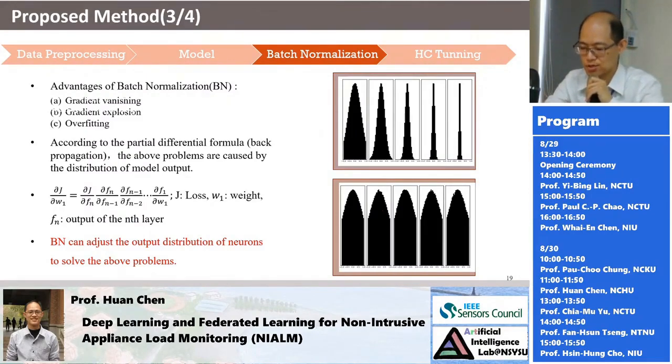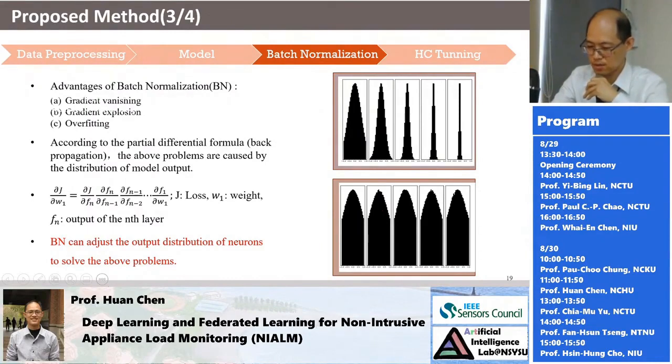The advantage of applying batch normalization is that you can solve the gradient vanishing or gradient explosion problems, and you can also deal with the overfitting problem. So you must apply this in your training. Why do we have the gradient vanishing and gradient explosion problem? Because we always use gradient descent to update our parameters, right?